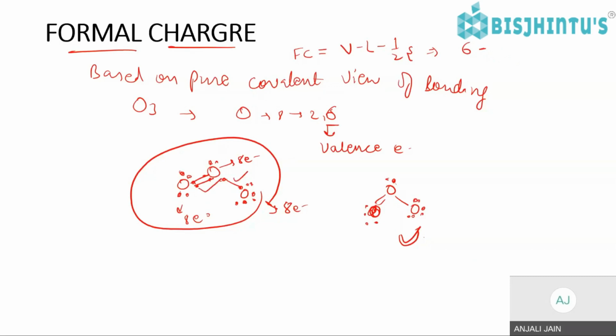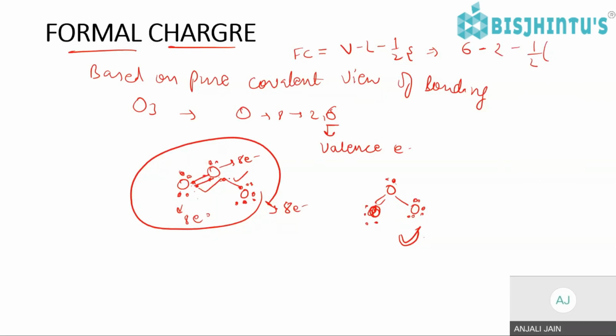Here 3 lone pairs are there, and these lone pairs are not taking part in bonding. Only this lone pair and this lone pair are taking part, so we have to take here the lone pairs which are taking part in covalent bond formation. And 1 by 2 S, where S is the total number of bonding or shared electrons, in addition to the non-bonding or lone pair electrons.